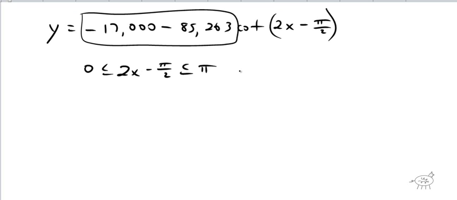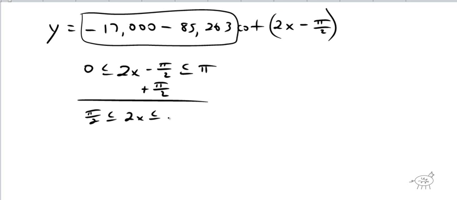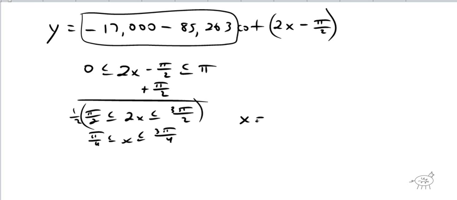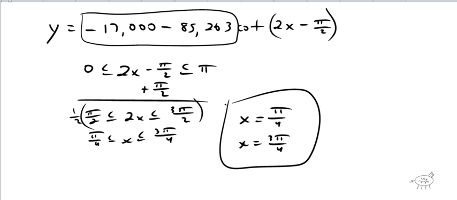That's for cotangent. So the first thing I'm going to do is add pi over 2 to all sides. So you get pi over 2 less than or equal to 2x less than or equal to 3 pi over 2. And then I'm going to multiply everything by 1/2. So pi over 4 less than or equal to x less than or equal to 3 pi over 4. So if I ask you for equations of the asymptotes, you're going to say x equals pi over 4 and x equals 3 pi over 4. Now technically that's just two of them, right? There's an infinite number because the graph keeps going.